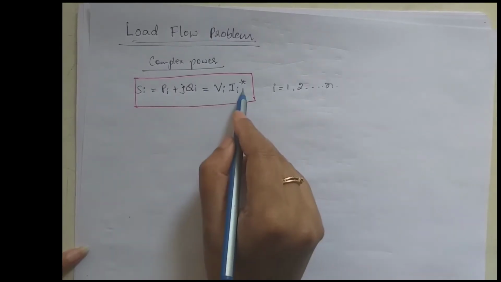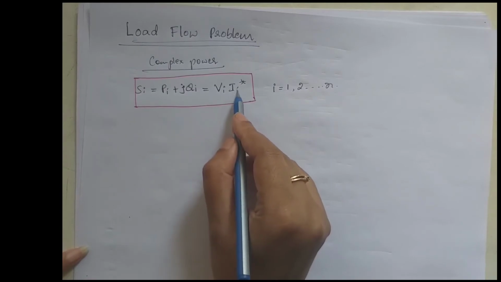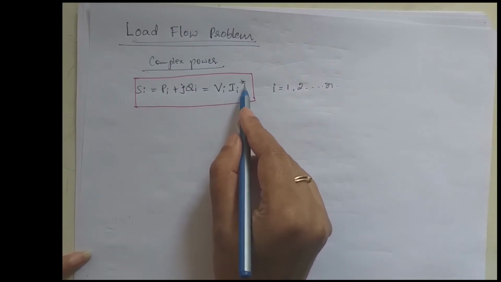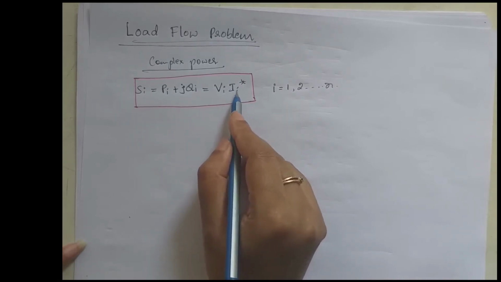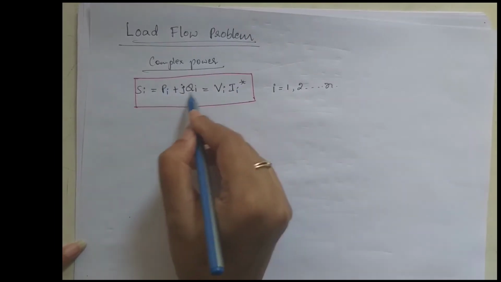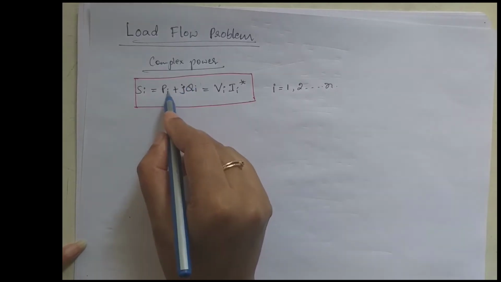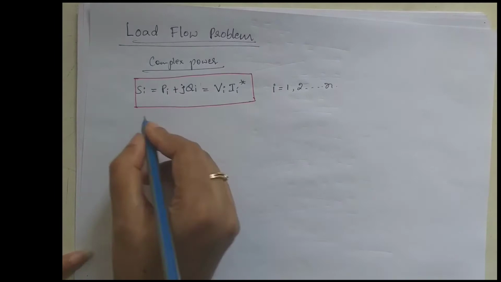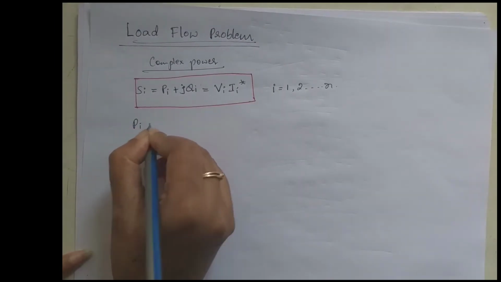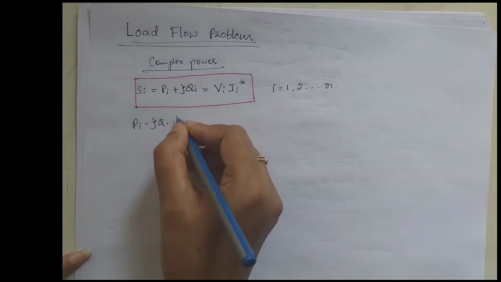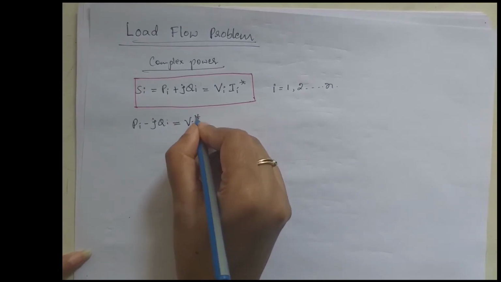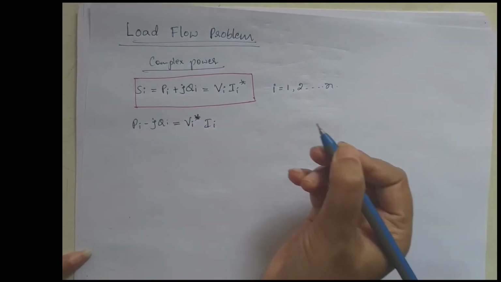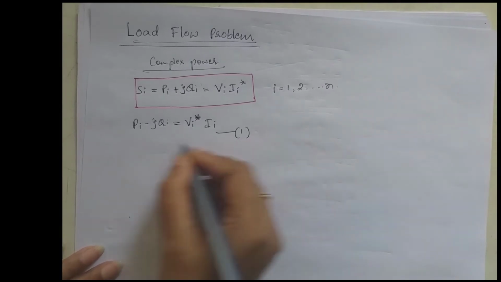So taking conjugate, we get Vi conjugate into Ii. The conjugate cancels and it remains with Vi conjugate into Ii. When you take conjugate on this side, here also we need to take conjugate. The conjugate of this would be Pi minus jQi, which is equal to Vi conjugate into Ii. Take it as equation 1.